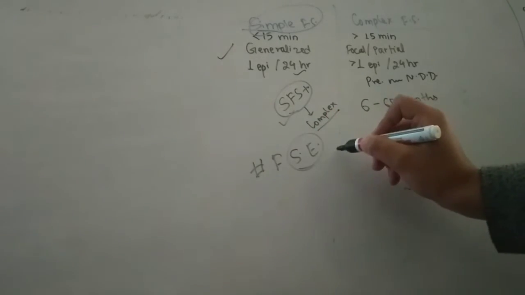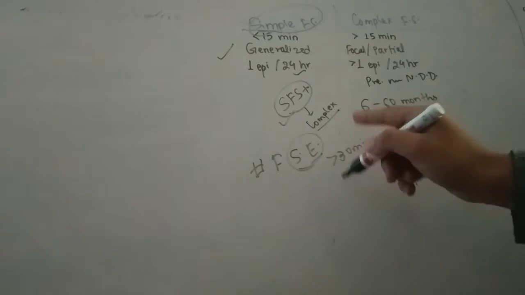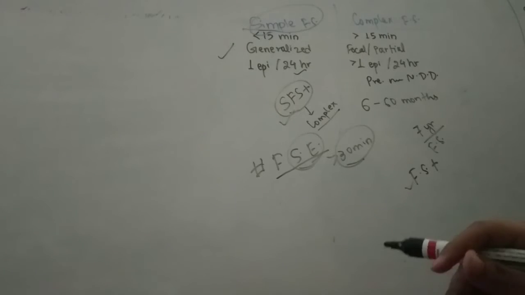We all know if the episode takes place more than 30 minutes, then it is called status epilepticus. So if the febrile seizure occurs during the febrile period for more than 30 minutes, then it will be labeled as febrile status epilepticus. After talking about the different types of febrile seizures, we will be talking about the etiologies of febrile seizures.